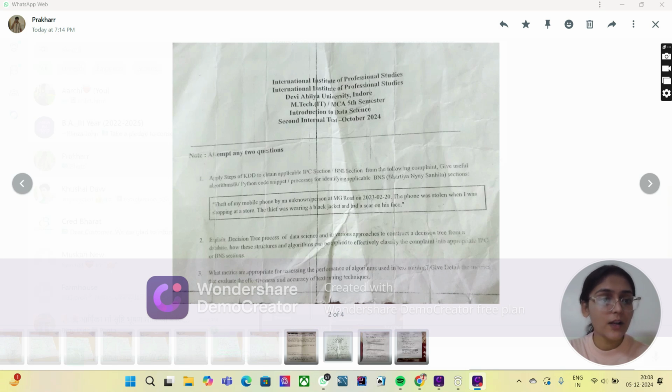Now moving to another question, which is: explain decision tree process of data science and its various approaches. Construct a decision tree from a database. How can these structures and algorithms be applied to effectively classify the complaint into appropriate IPC or BNS sections. So our approach to solving this question is the decision tree process in data science.